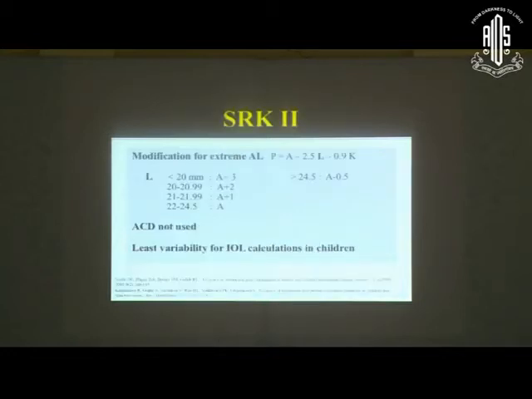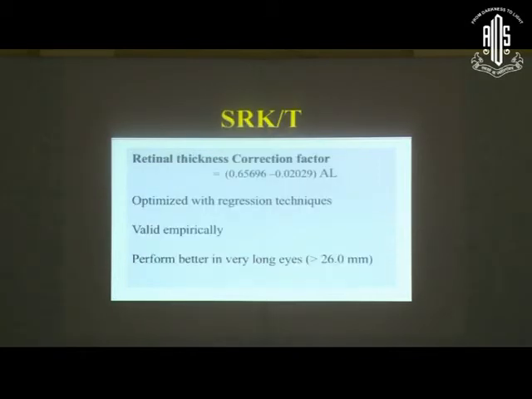The first one, the SRK II, combines a modification for extreme axial length. There are small correction factors for different axial lengths incorporated in SRK II. The anterior chamber depth is not used, so the correction factor for the anterior chamber depth is eliminated. And several studies have found that SRK II is most predictable in children.